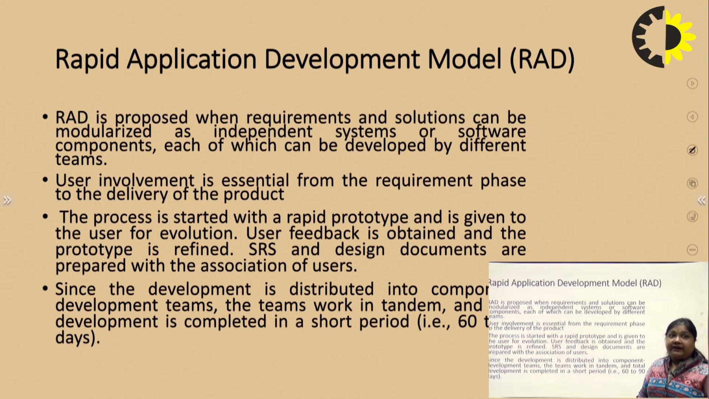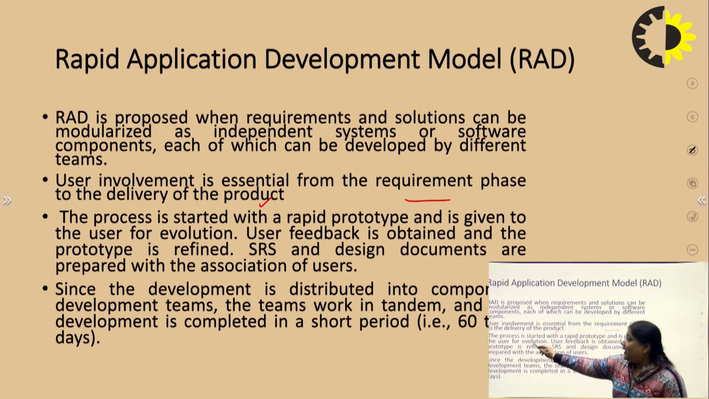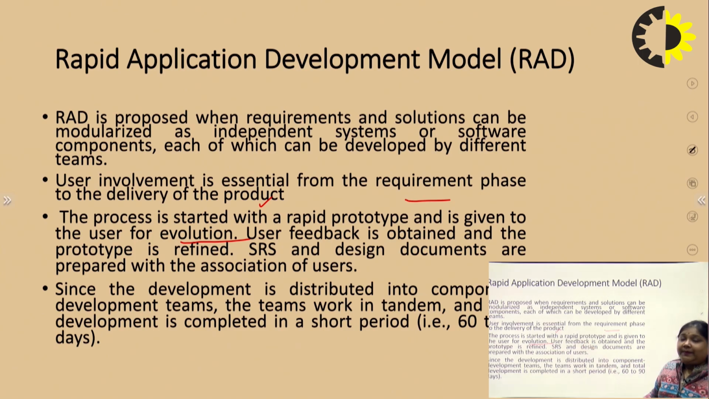Next one is the rapid application development model. It is proposed when requirements and solutions can be modularized as independent systems, each of which can be developed by different teams. User involvement is essential from the requirement phase to the delivery of the product. The process is started with a rapid prototype, which is given to the user for evaluation. Actually, our prototype has been developed before the actual starting of the software. So, user feedback is obtained and the prototype is refined.